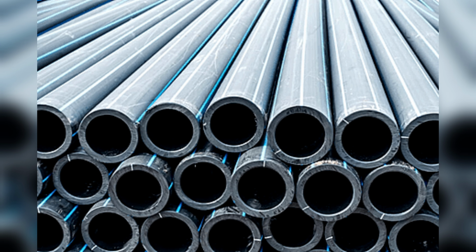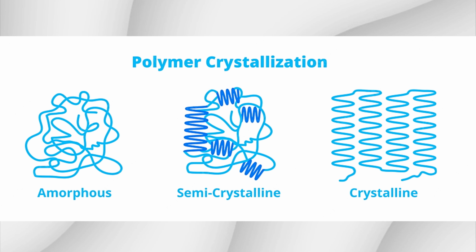A good example of a crystalline polymer is high-density polyethylene, which has a highly ordered molecular structure that gives it its strength and durability. This being said, most polymers in practical use are not entirely amorphous or crystalline. They are semi-crystalline, meaning they have both amorphous regions and crystalline regions. The degree of crystallinity varies depending on the polymer and how it's processed.